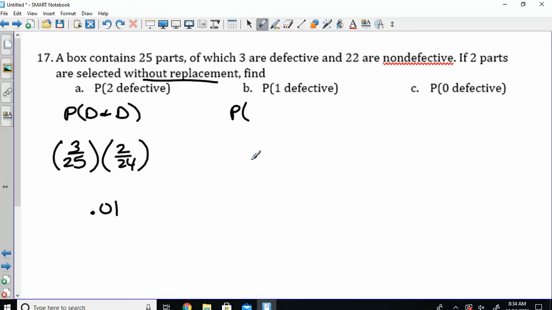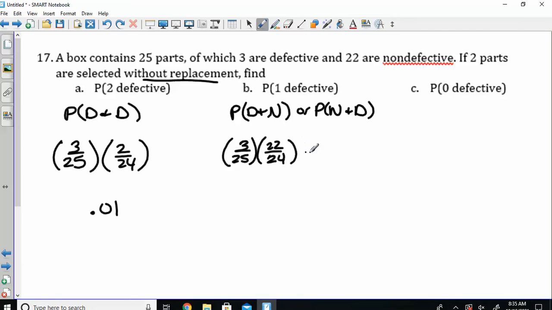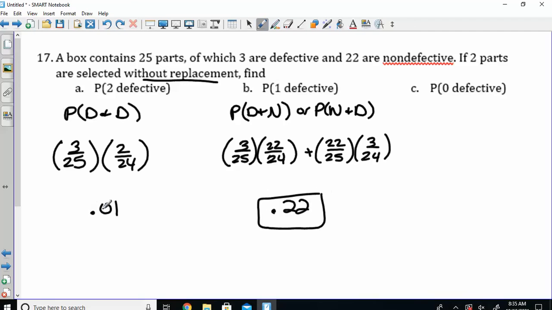Okay. The probability of one being defective. I'm going to take one out, set it over here, then take another one out. So it could be that the first one is defective and the second one is not. Or the first one could not be and the second one is. So the first one being defective and the second one not defective, plus the first one not being defective, 22 out of 25, and the second one being defective, 3 out of 24. And so we get 0.22?